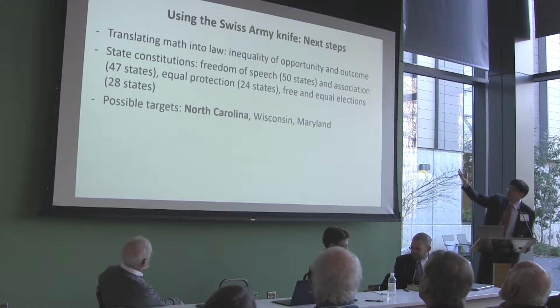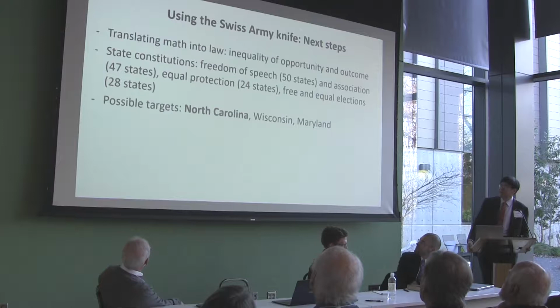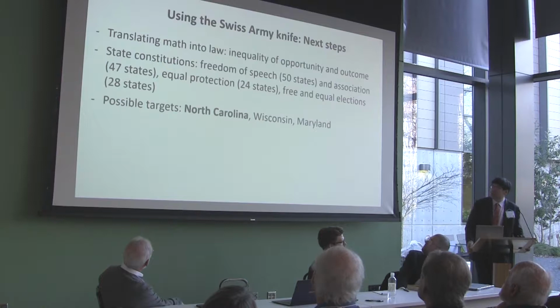50 constitutions out of 50 protect freedom of speech. 47 out of 50 protect association, so viewpoint discrimination falls under that. 24 states have equal protection provisions, and free and equal elections are also mentioned in 28 states. And all of these appear in the North Carolina state constitution.